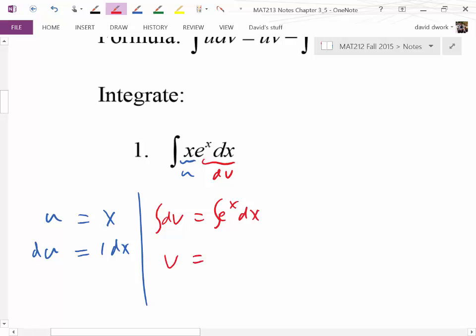And then the integral of e to the x, well, that's good news. That's one of our easy rules. That's e to the x. We're not going to worry about the plus c for now, but if you really wanted to, it wouldn't make anything right or wrong. We'll just tack the plus c on at the very end.